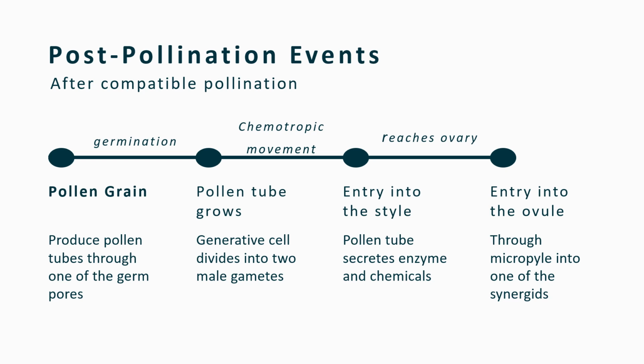After a compatible pollination, post-pollination events occur. It begins with a pollen grain producing pollen tubes through one of the germ pores. The pollen tube grows and generative cell divides into two male gametes. Through the chemotropic movement, it further moves intracellularly into the style and then reaches ovary. Inside ovary, it enters into the ovule through micropyle into one of the synergids.